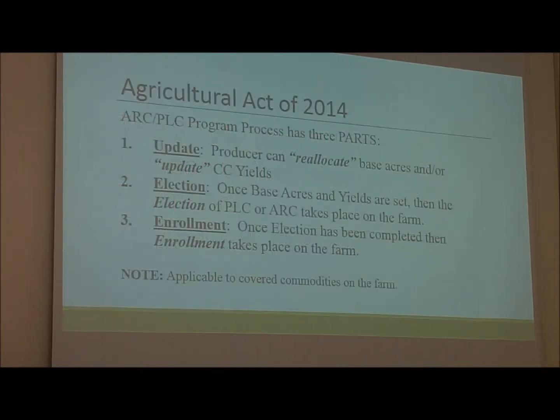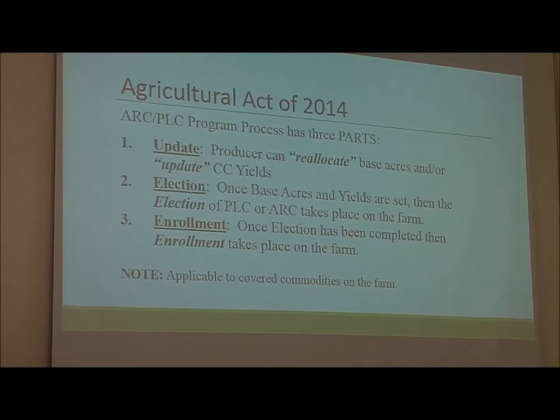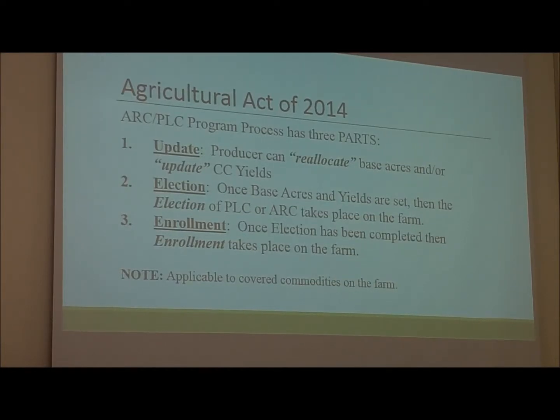This farm bill is kind of 3 stages. There's the update stage, the election stage, and the enrollment. The update stage is updating your payment yields and reallocating base acres. That's open now. That ends February 17th, so don't miss that deadline. The election is the choice between ARC and PLC. That goes until March 31. And again, don't miss the deadline.